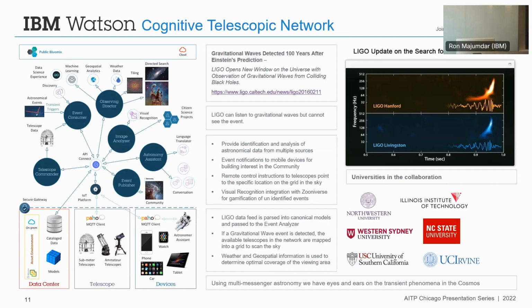How much data is being transferred? We haven't come across any issues because we don't have so many telescopes right now. But the thing is, you have multiple things here.